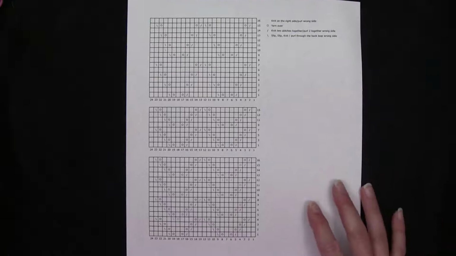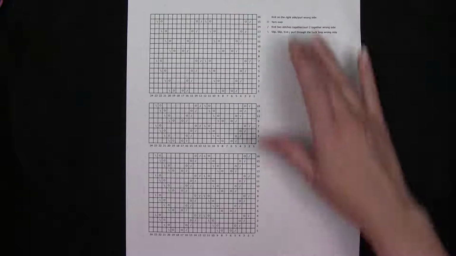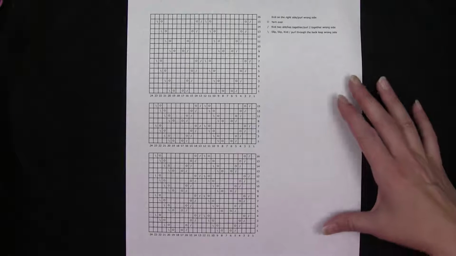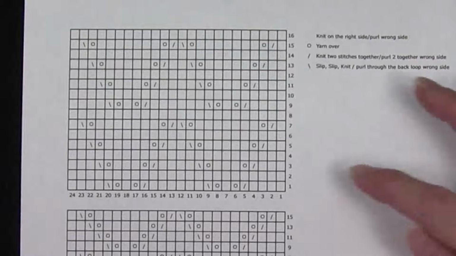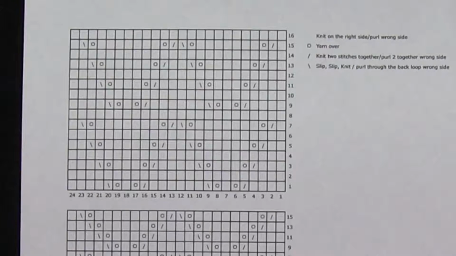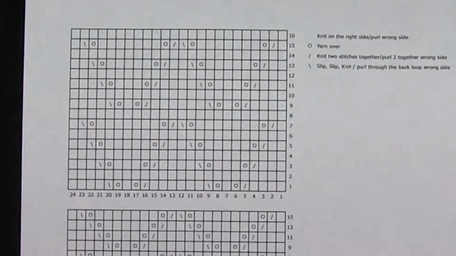If you look at these three charts at a glance, you would think, even though this chart has more rows in it and this chart has more rows in it, that these two charts would produce the same pattern. However, it's these two charts that actually produce the same pattern. This first chart shows every single row, right side and wrong side rows. The wrong side rows are just empty with a purl row, and the right side rows have the lace knitting.